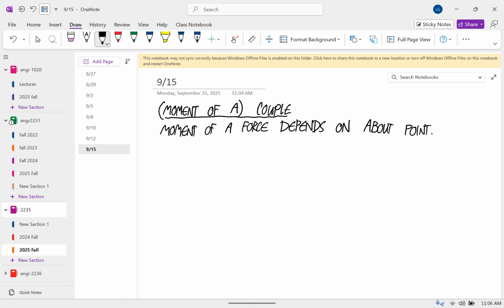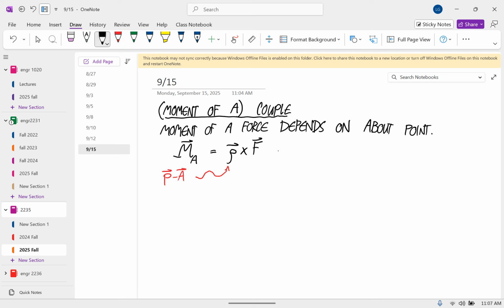It was this definition. So the moment for an about point that we'll call A is equal to, and it's a vector, the row vector crossed with the force. And the row vector is a vector that goes from the about point to the point where the force is applied. So that's P minus A.